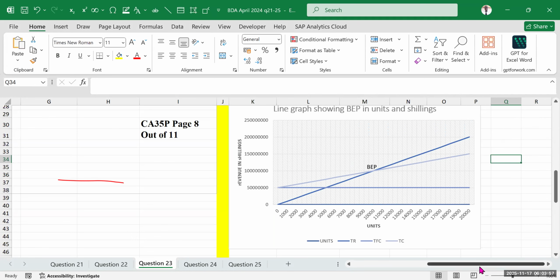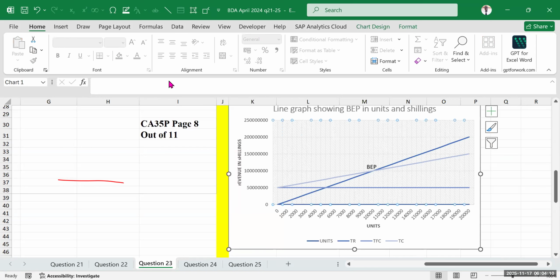Then the examiner also wanted us to show the profit zone and the loss zone. Above the break-even point, you are starting to make profit. Below the break-even point, you are still on the loss side of it. So this is the loss zone, this is the profit zone.